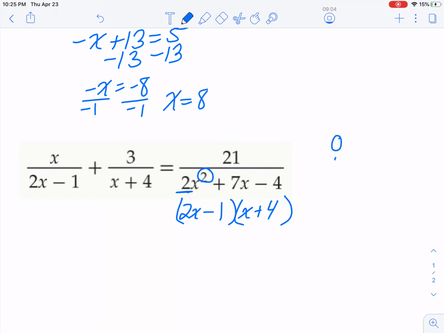We need to check our O and our I. So when I look for my outside, that's part of the FOIL. 2x and 4 is 8x. -1 and x is -1x. Those add up to positive 7x. So I know my factoring is good.